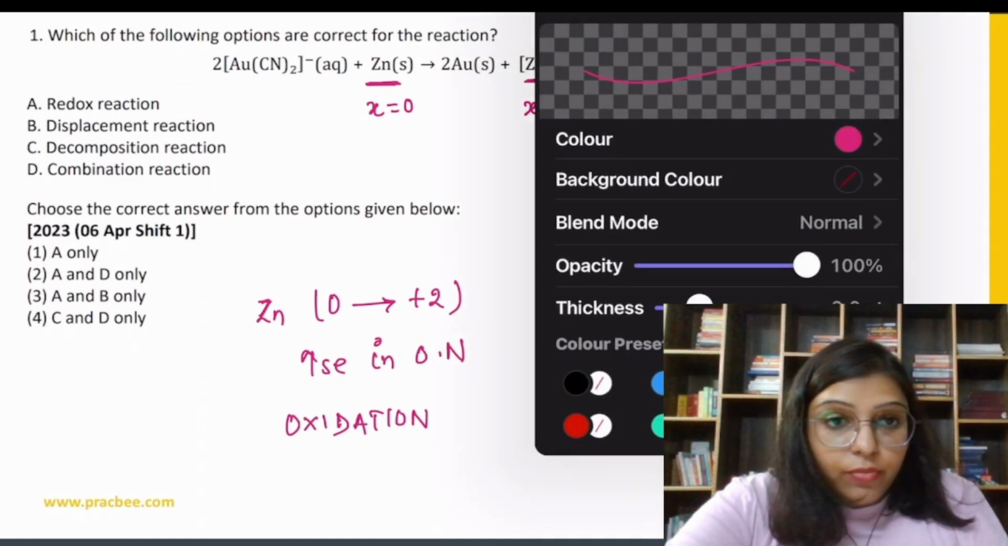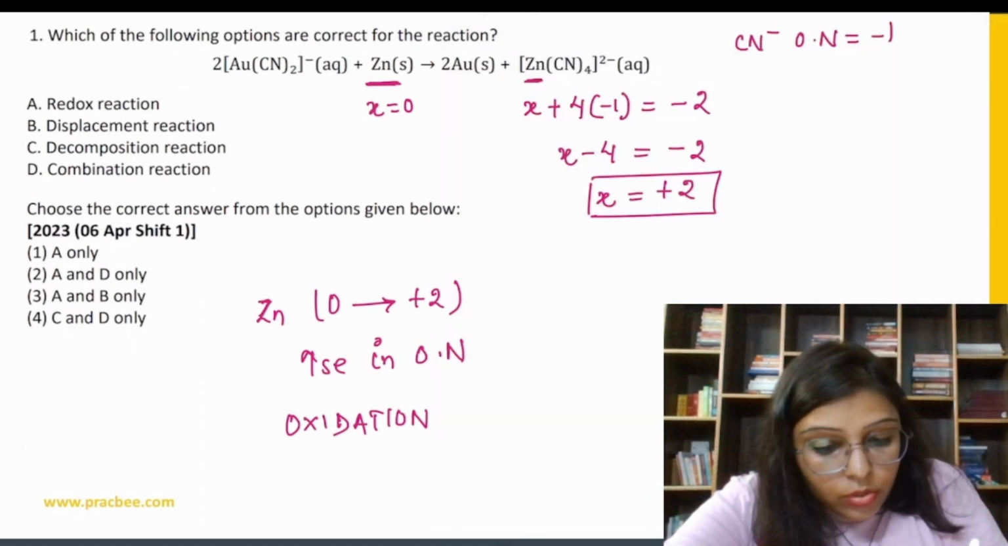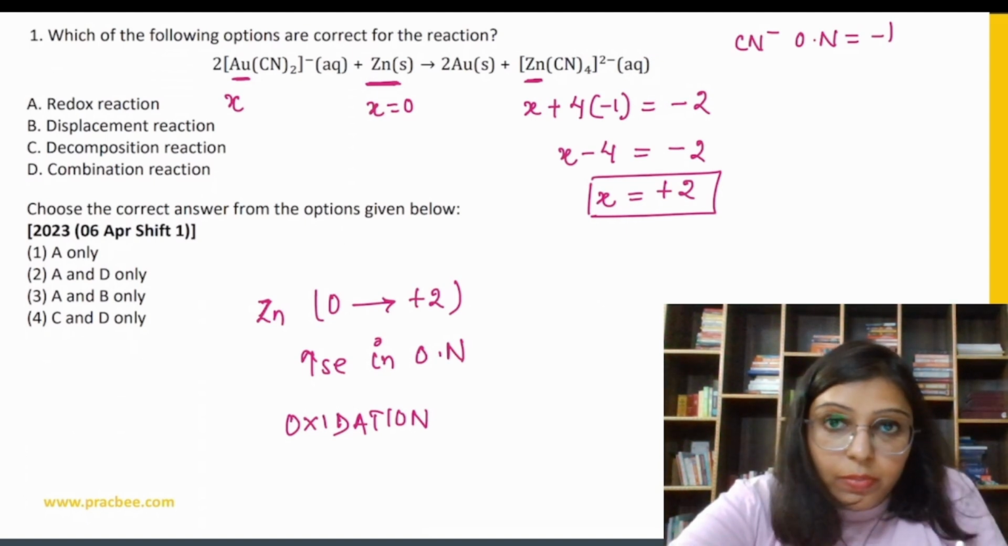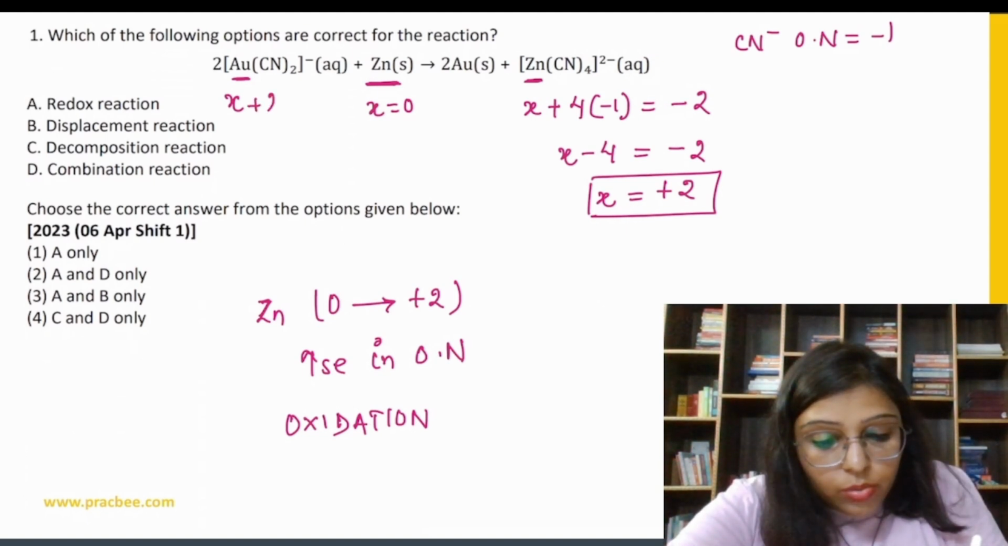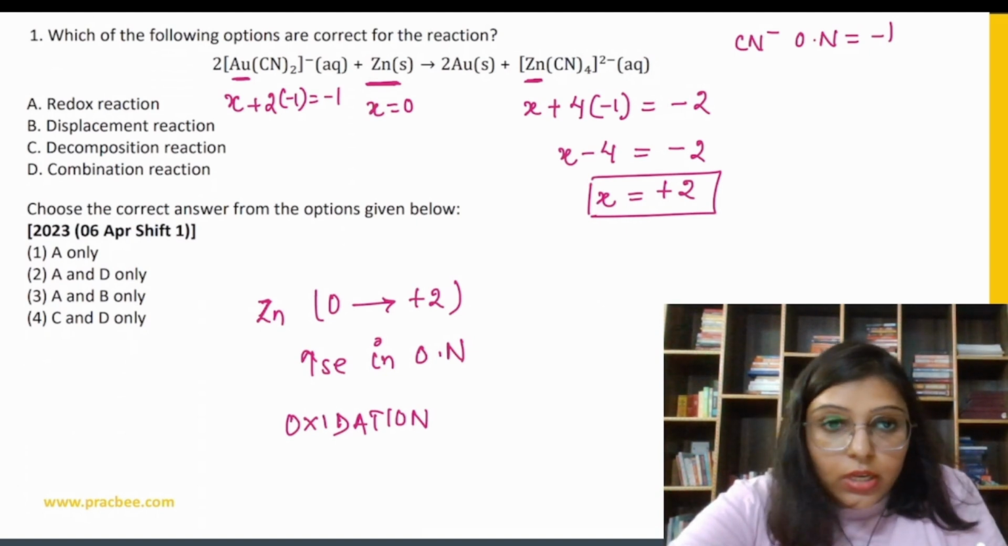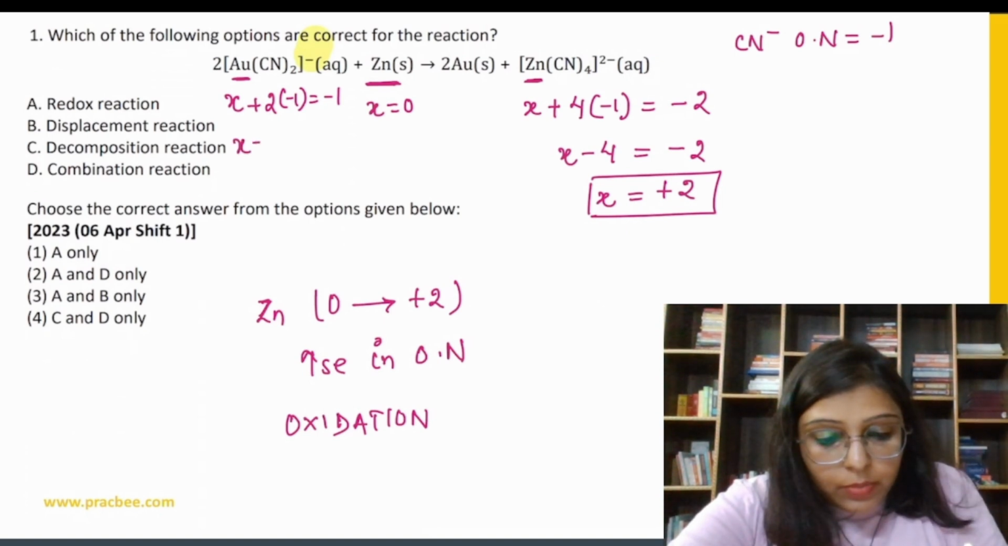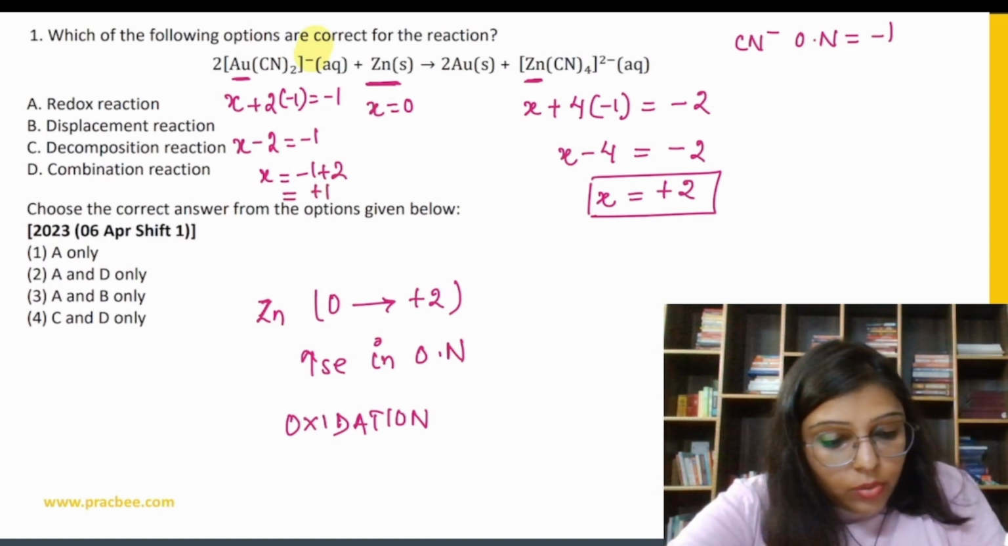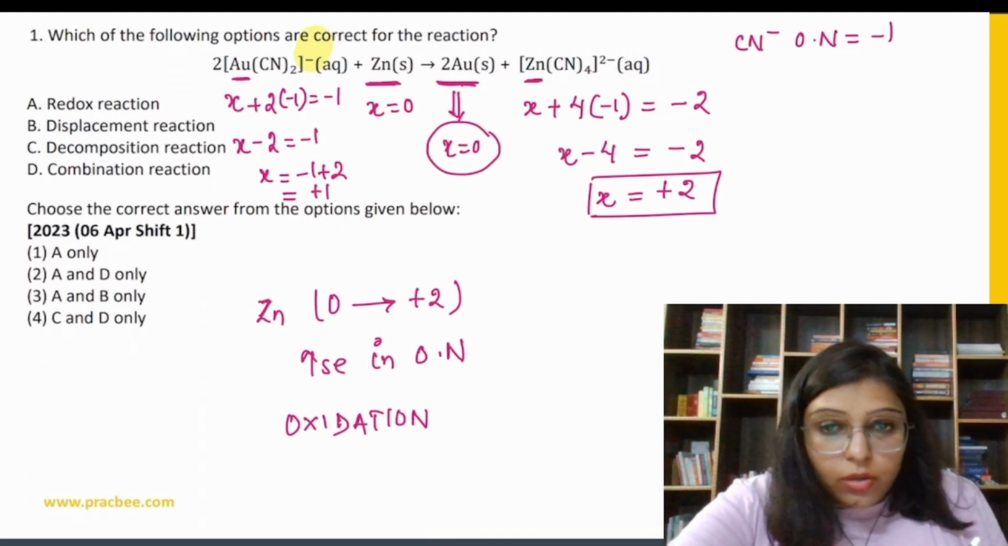Now we have to check for gold. So this is the gold cyanide complex. Let's try to find out the oxidation number by the X method. So X plus 2 times minus 1 is equal to -1, because the total charge on the complex is -1. Now X minus 2 is equal to -1, and X is equal to -1 plus 2, which is equal to +1. And here gold is in 0 oxidation state.